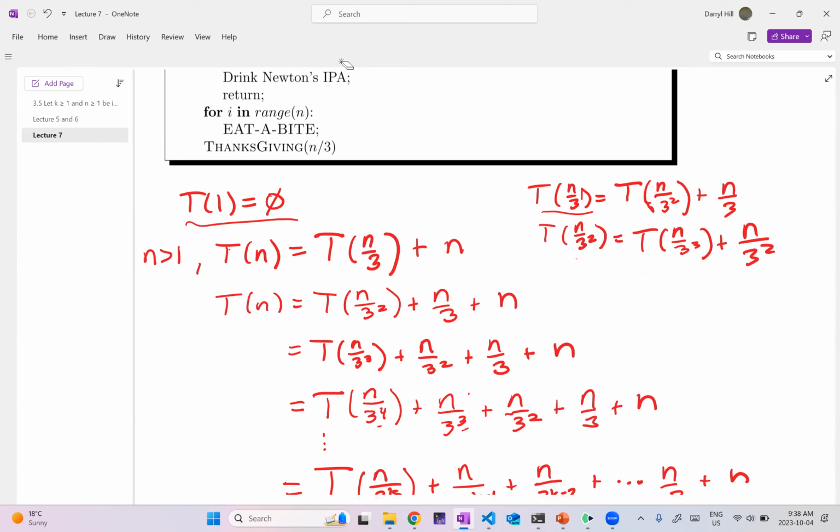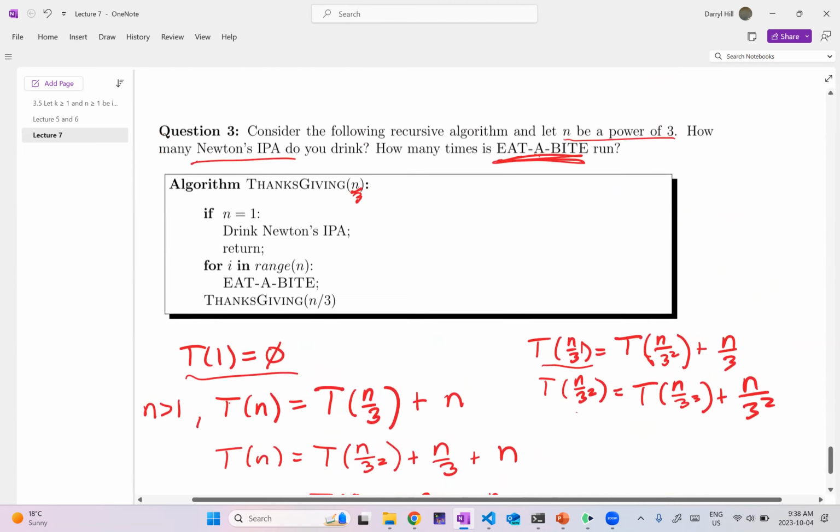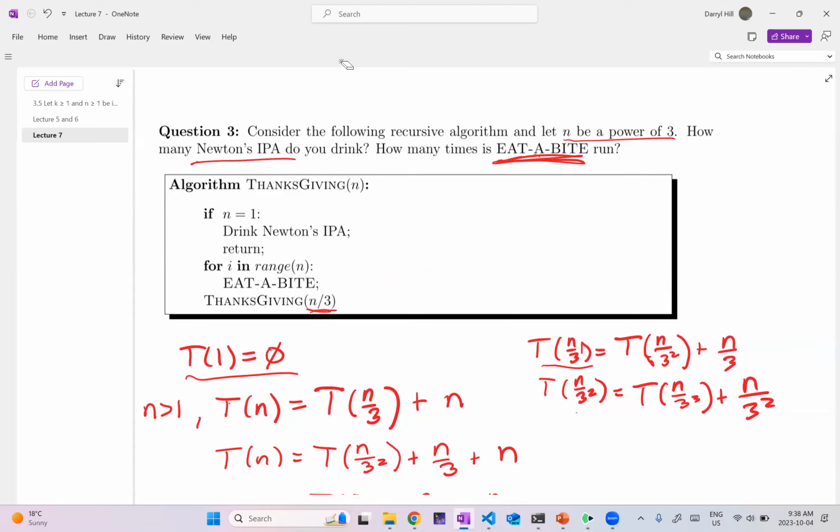So in one sense, I can get there purely by unfolding, but if that doesn't make sense, you can go back to the algorithm and think, well, what exactly happens? I eat n bytes, and then I make a recursive call at n over 3, so then I eat n over 3 bytes. Then I make a recursive call at n over 3 squared, so I have n over 3 squared bytes, etc., until the recursion ends. Other questions?